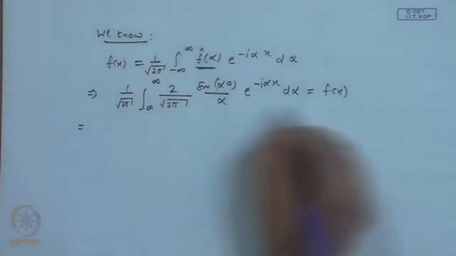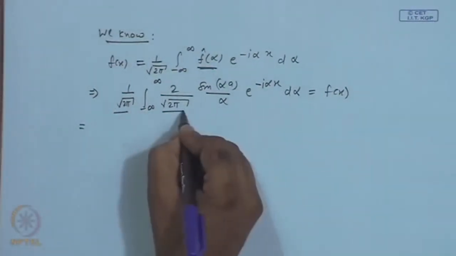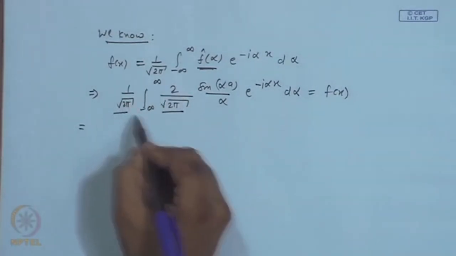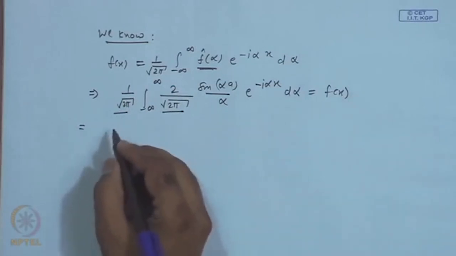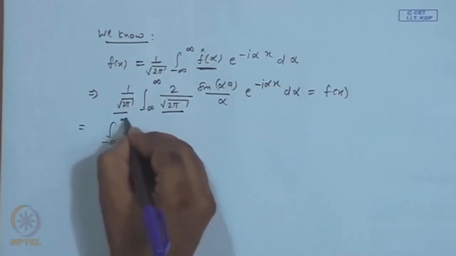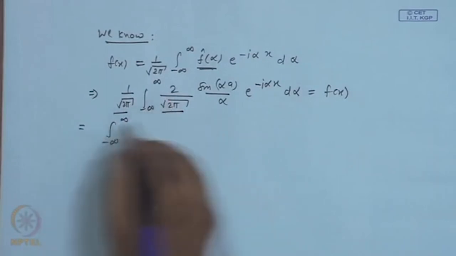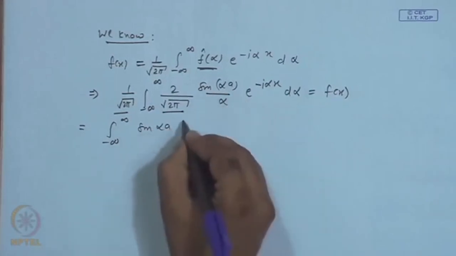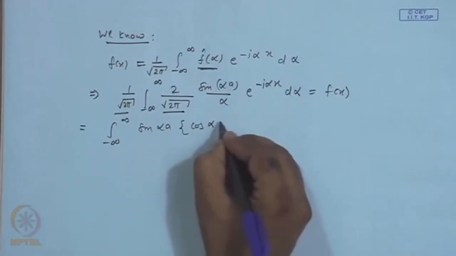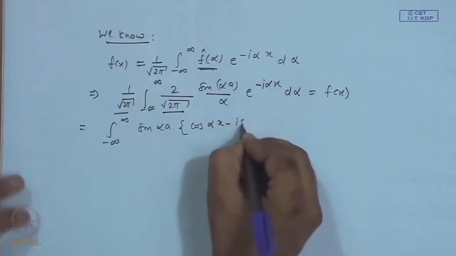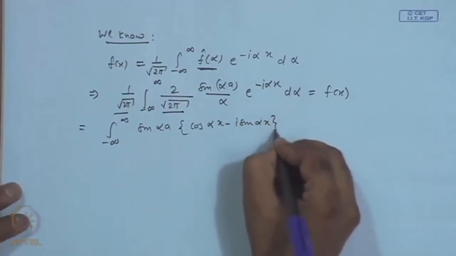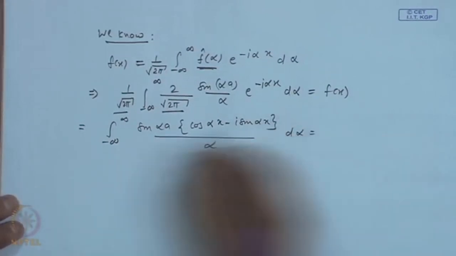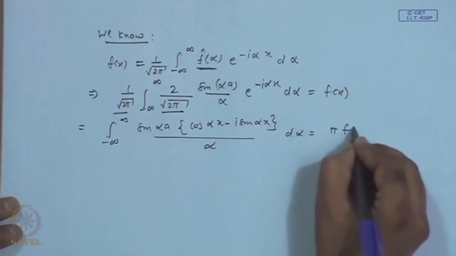So, what we have now, this square root 2 pi times square root 2 pi, and this 2 we can cancel. So, we have 1 over pi that will go to the right side of this integral. So, we have the integral from minus infinity to plus infinity of sine alpha a, times cos alpha x minus i sine alpha x, over alpha d alpha, and this is equal to pi times f(x).